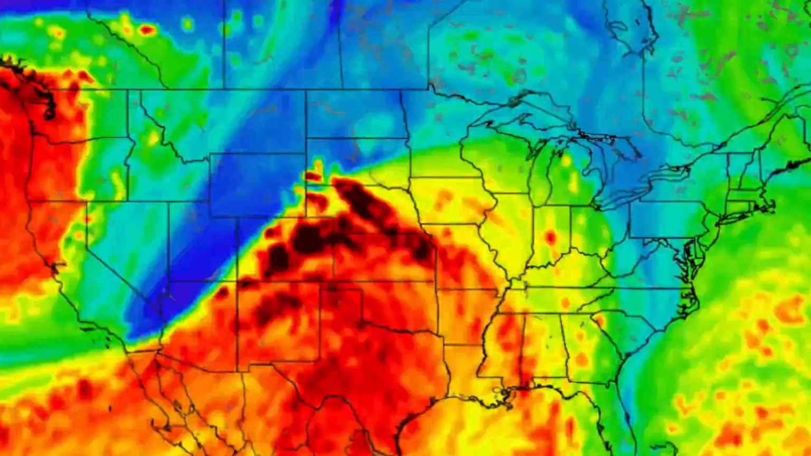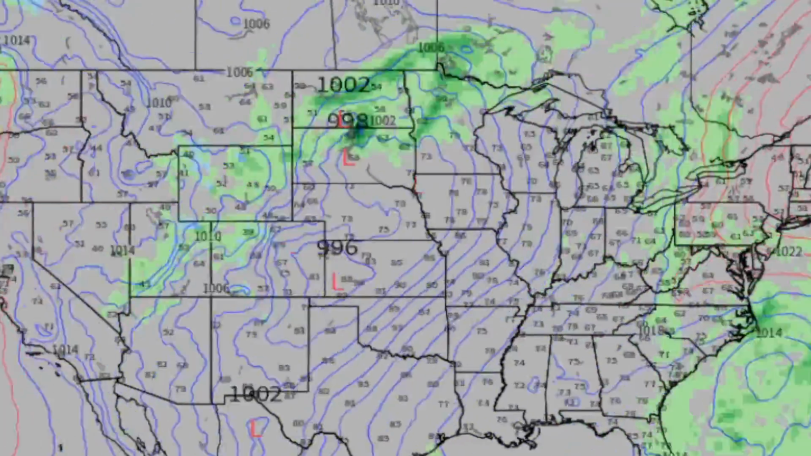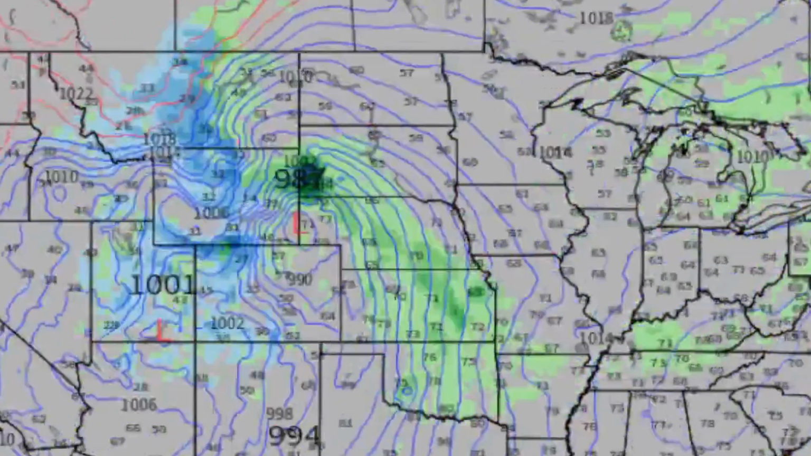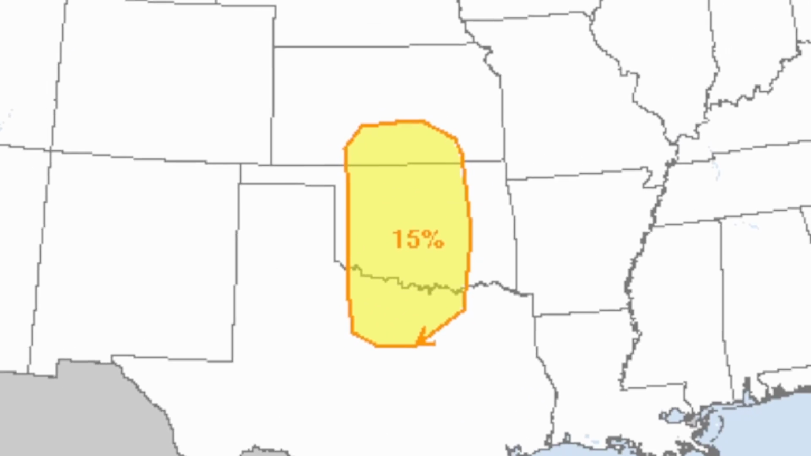In today's video, we are going to be looking at the upcoming major system to bring major snowfall to the west and also possibly big severe weather to the south.